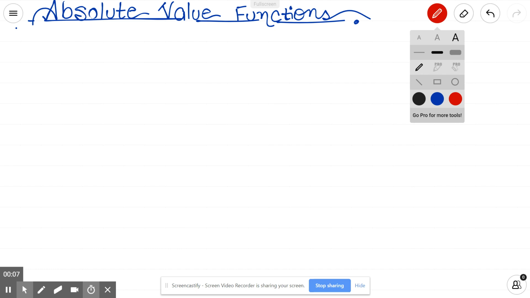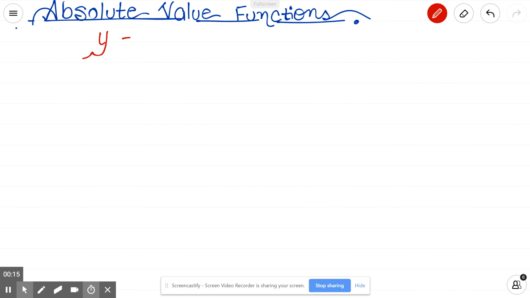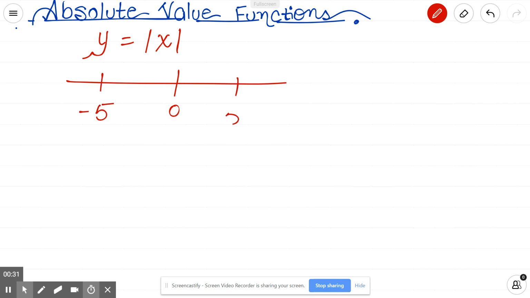And in this video, we are going to talk about the concept of absolute value functions. So that's the name of the function, and how we basically write the function is going to be like this: y equals absolute value of x. Now, before we actually start the concept, I would like for you to understand the meaning of absolute value. Absolute value is the distance of a number from 0 on a number line.